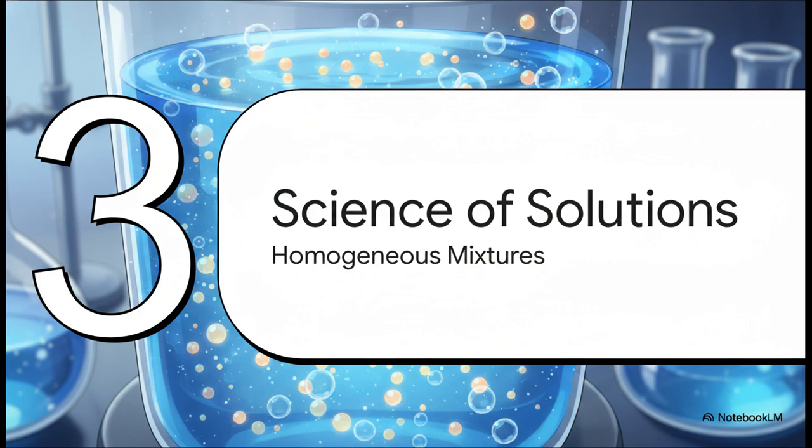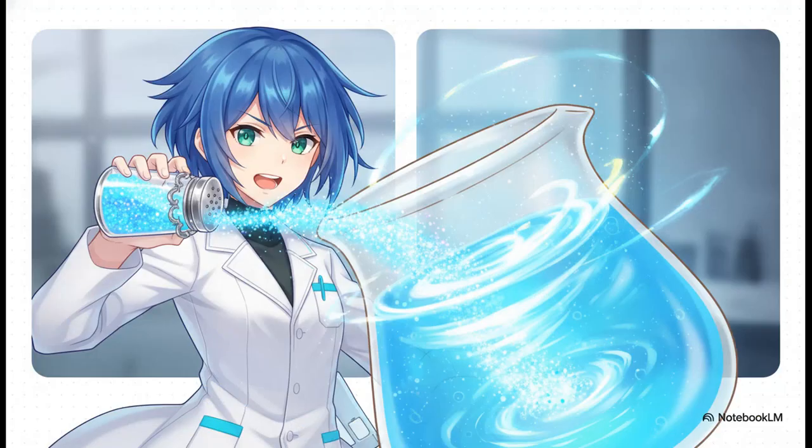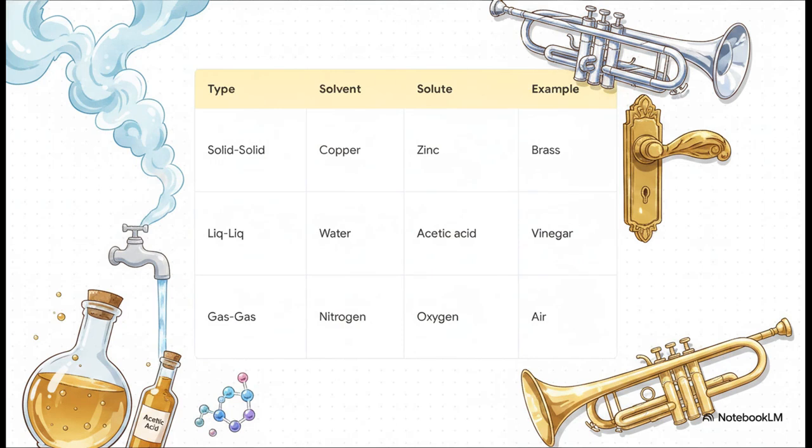Let's dive deeper in Section 3, the science of solutions. Let's zoom in on those perfectly uniform, homogeneous mixtures, which scientists formally call solutions. Every solution is basically a 2-part system. First, you've got the solute. That's the minority component, the stuff actually getting dissolved. Then you have the solvent, the majority component, the heavy lifter doing the dissolving. So if you're holding a simple glass of salt water, the salt is your solute and the water is your powerful solvent.